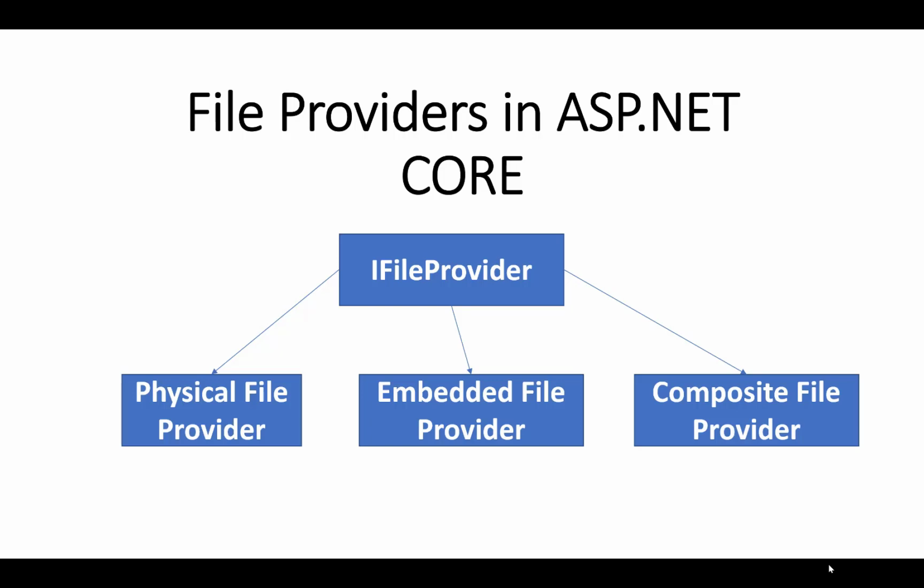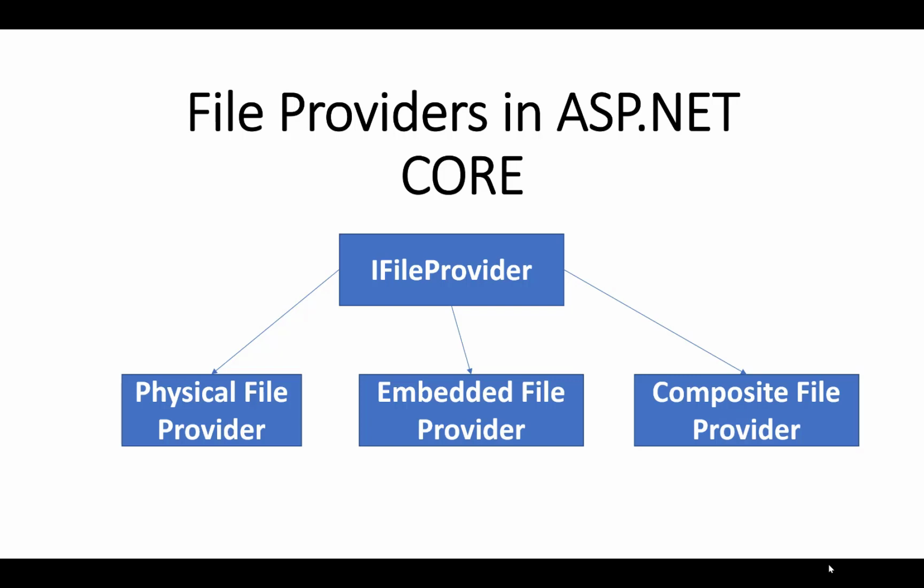Today I am going to show you file providers in ASP.NET Core. If you want to access directory information as well as file information, you can use the IFileProvider interface with its methods, and we have three implementations of this interface: the physical file provider, the embedded file provider, and the composite file provider.